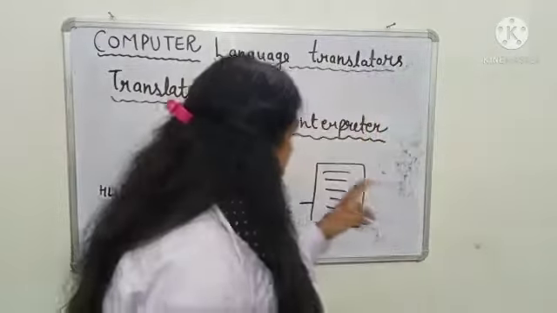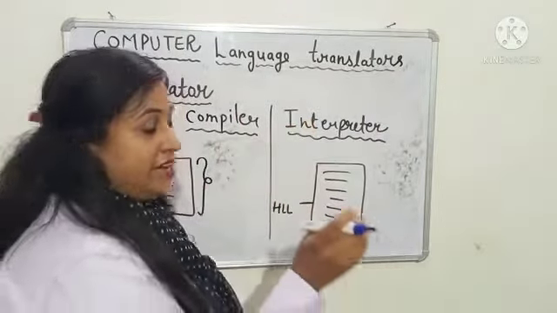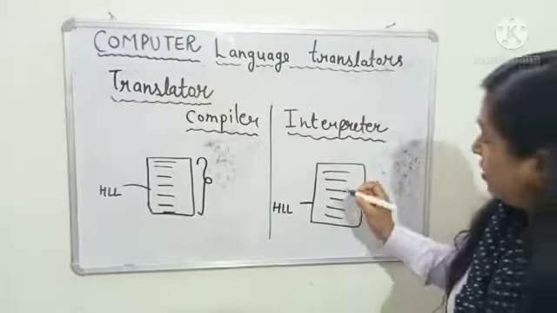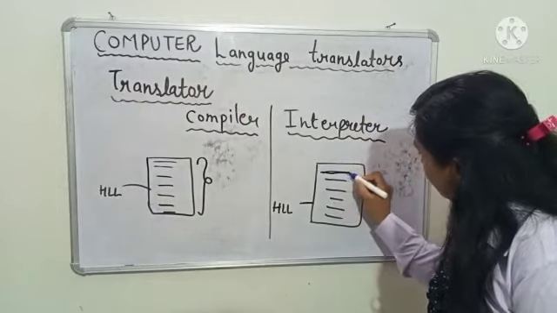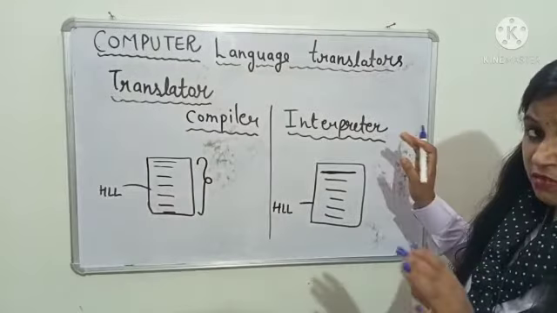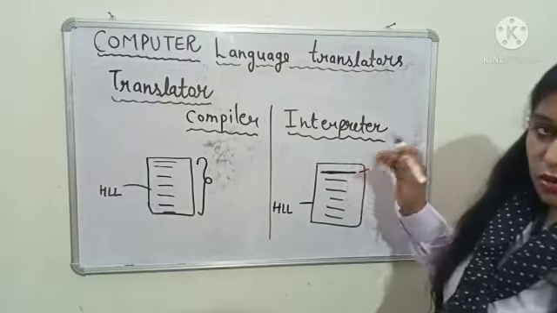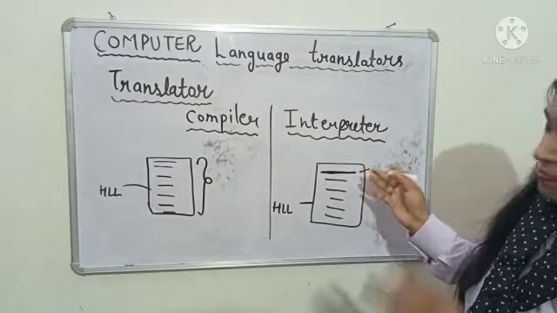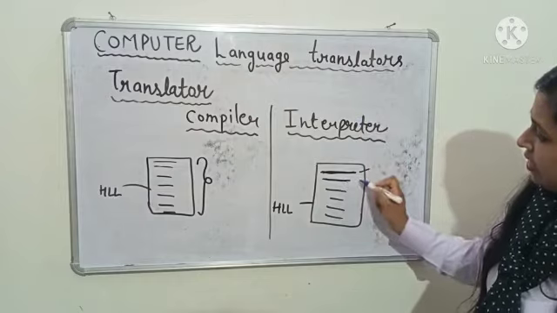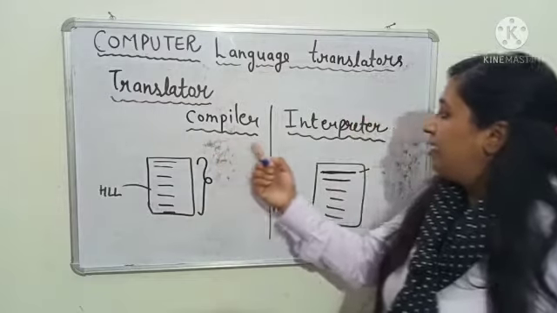But in the case of interpreter, the interpreter scans the program line by line. Again I am repeating, listen very carefully. The interpreter scans this line, and if there is some error in this line, it shows it here, and if there is no error, then it converts it into machine code. Then the interpreter scans the second line and converts it into machine code. So this is a little difference between compiler and interpreter.